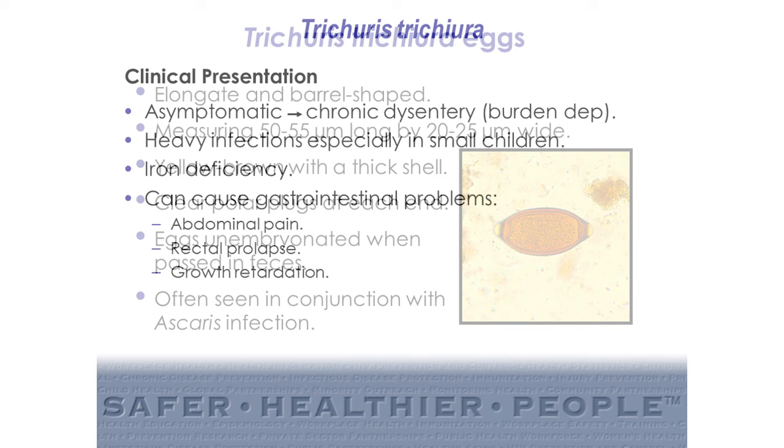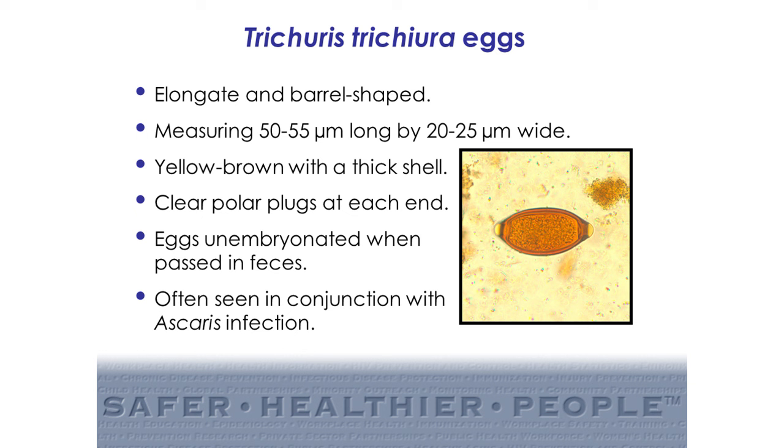The eggs of Trichuris trichiura are elongate and barrel-shaped. They measure 50 to 55 micrometers by 20 to 25 micrometers. Like the Ascaris eggs, they are yellowish-brown in color and have a thick shell. A clear polar plug is attached at each end of the barrel. When passed, the eggs are unembryonated, and often you can find Trichuris trichiura in co-infection with Ascaris.